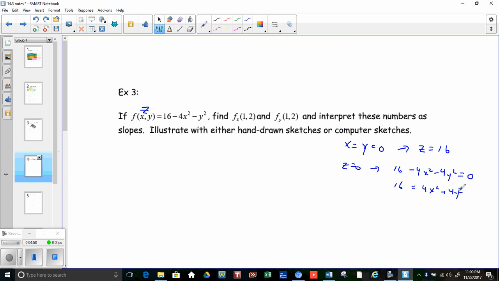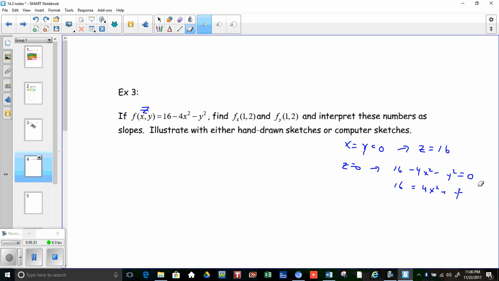Somehow I've gone ahead and added a 4 in front of the y. I'm not sure how or why I did that. That should not be there. All right, that's better. Equals 0. Nope, not equals 0. Lost my train of thought.